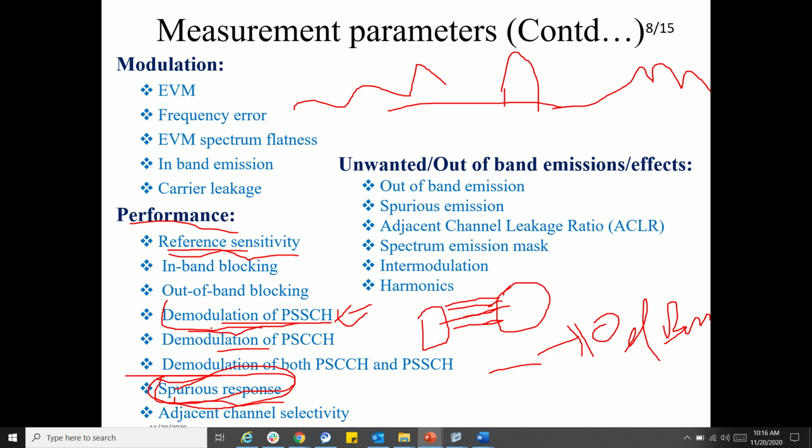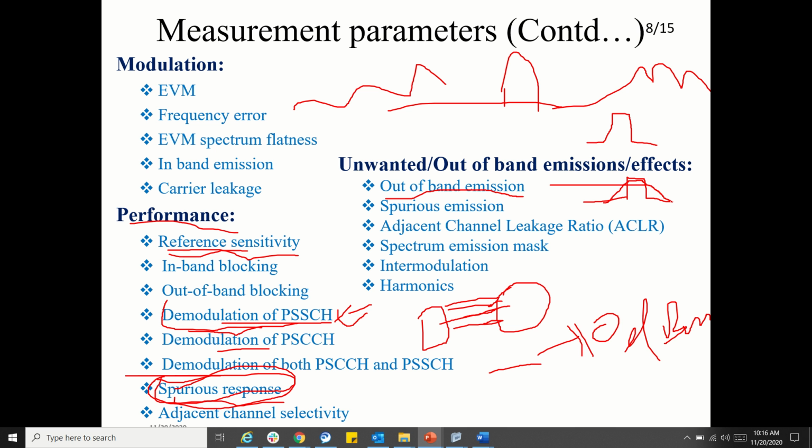We already discussed adjacent channel selectivity. Next is out of band emission. The UE will not transmit ideally, like a perfectly straight response. For example, if you take a band pass filter, the response will not be ideal; a practical filter will have some offset.